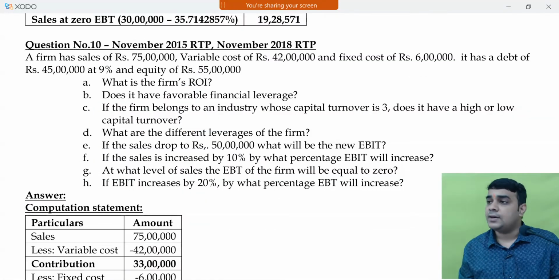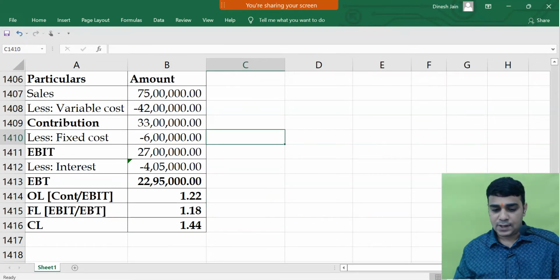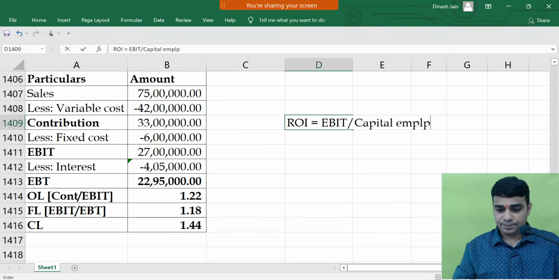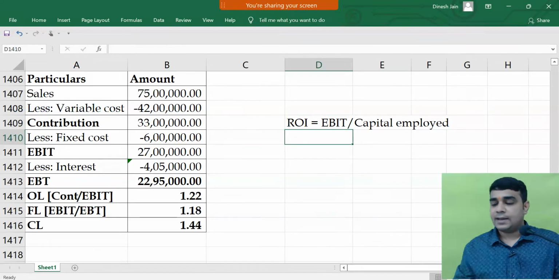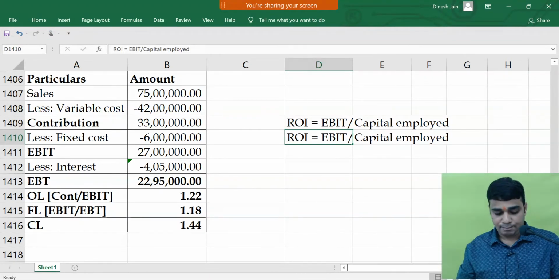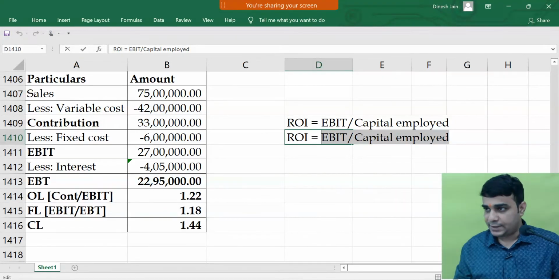Question's requirement: return on investment, ROI. What is the firm's return on investment? ROI or ROCE, these are the two alternative names. You could have learnt about this in ratio analysis. So, ROI is equal to EBIT by capital employed. Or you can say EBIT into 1 minus tax rate by capital employed. There's a pre-tax ROI and there's a post-tax ROI.